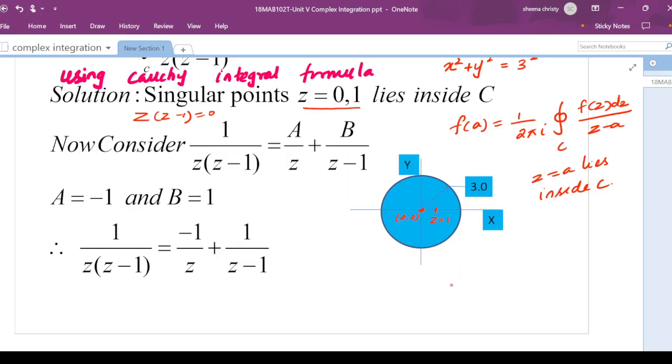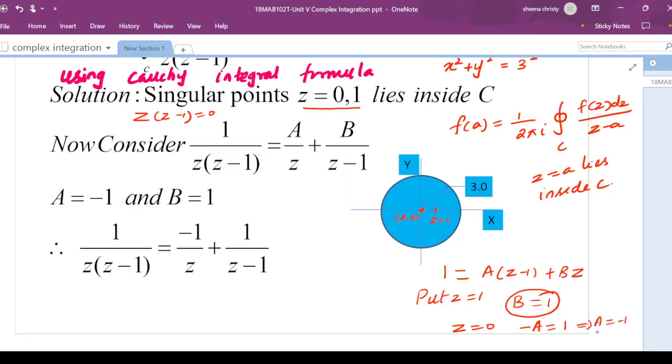How to get it? By taking the LCM, you will get A into (z minus 1) plus B into z. Put z equal to 1, you will get B equal to 1. By putting z equal to 0, you will get minus A equal to 1, so A equal to minus 1. Therefore, we are getting A equal to minus 1 and B equal to 1. Substitute it here: minus 1 by z plus 1 by z minus 1.